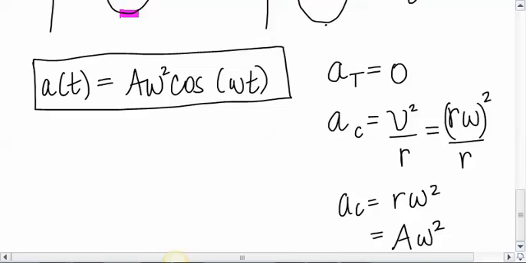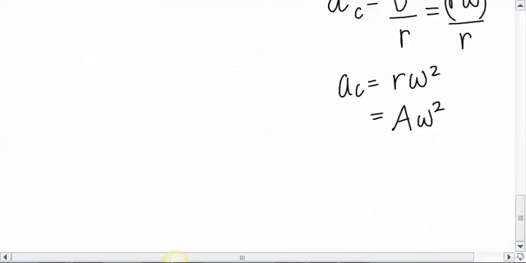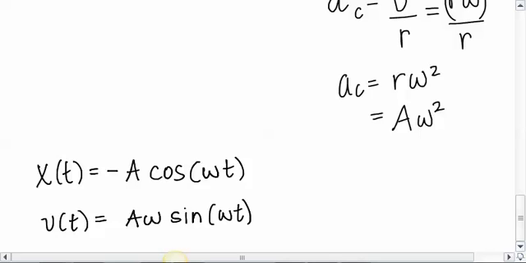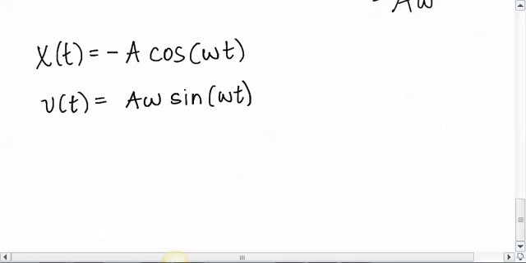All right, so let's look at some maximum values. This should be pretty easy. So I'm just going to write down our equations for motion again. V of t is equal to A omega sine omega t. And then a of t, the acceleration, is A omega squared cosine omega t.